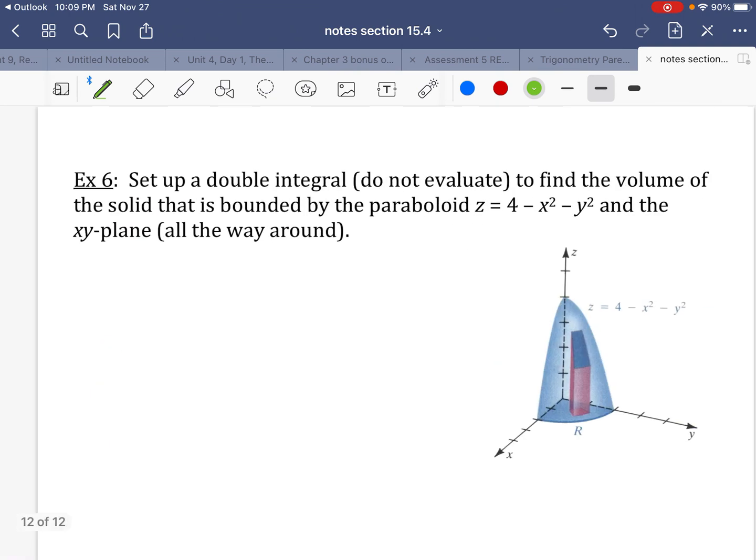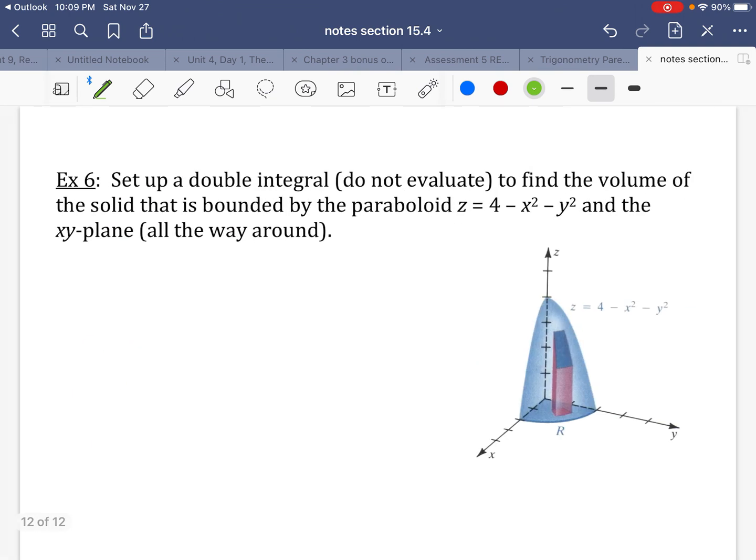We just had to set this up. All right, and the last one here, set up a double integral, do not evaluate, to find the volume of the solid that's bounded by this paraboloid. All right, so let's see. So the floor is 0 right here. So when I do my double integral, I will be doing my ceiling minus my floor of 0. So z equals the sky to z equals 0.